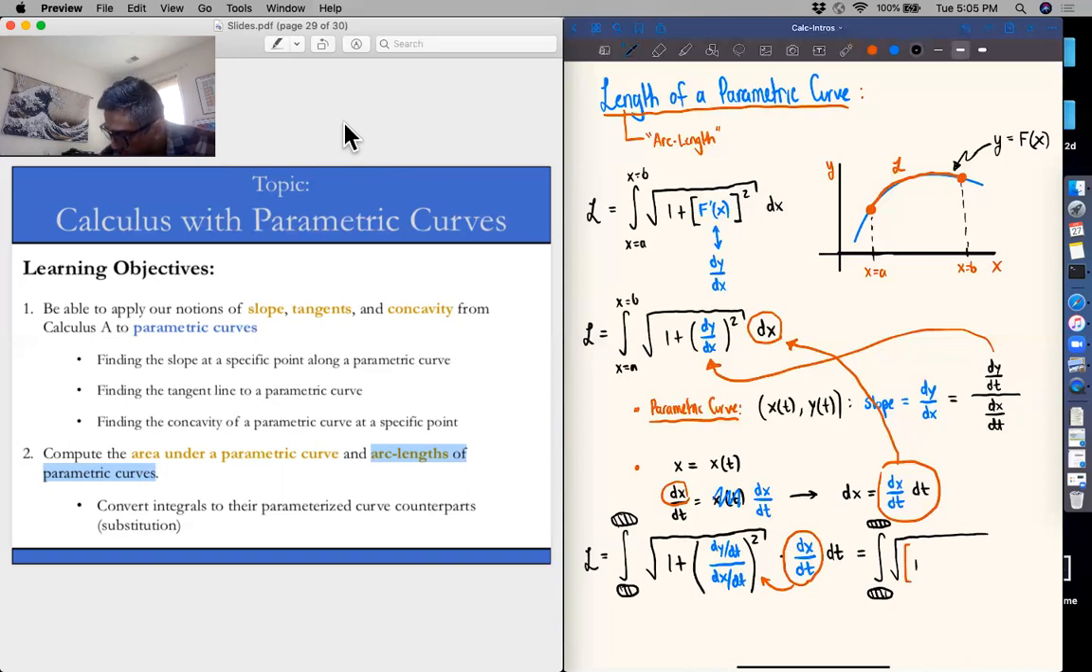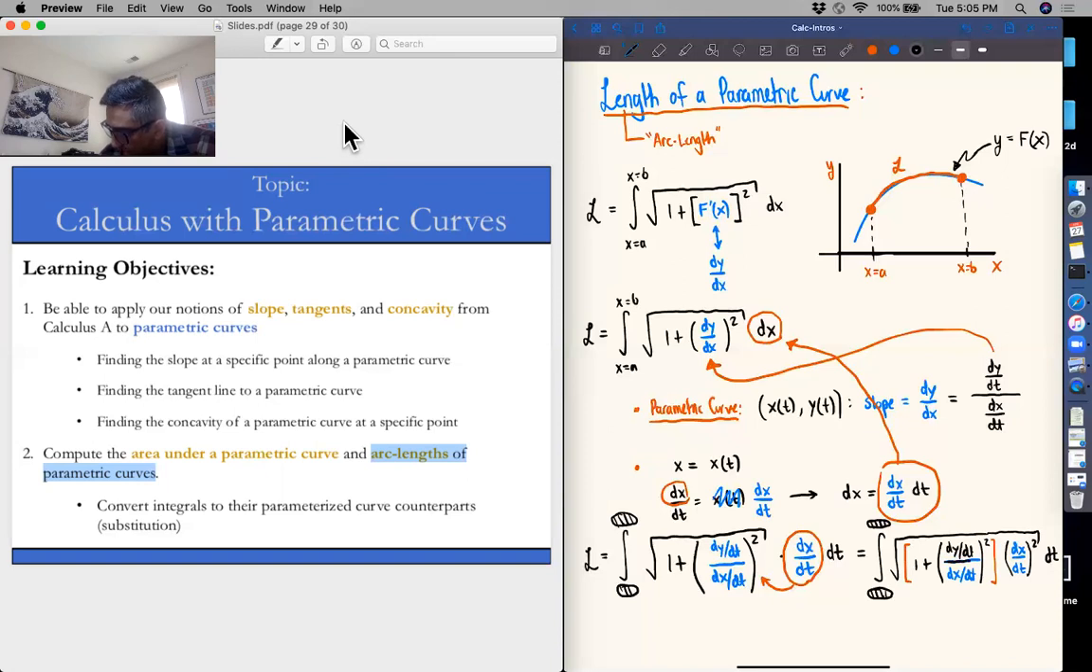we have that 1 plus that big slope formula that we had, squared. But on the outside of those big parentheses, but still underneath, we will have a dx/dt also squared. And then outside of that square root, we finally have that dt. So inside of that square root, we will have a dy/dt that's squared in the numerator, and in the denominator, we will have a dx/dt.